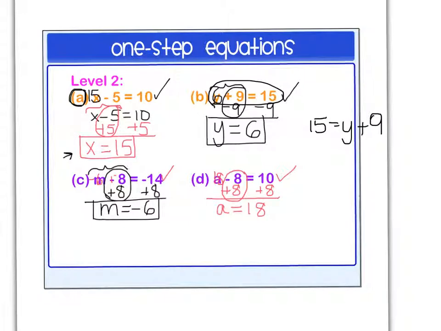Remember, we're always looking to the side that has our variable. So in this case, I'm looking to the side that has my y. In this case, I've got to get rid of the plus 9. And in order to get rid of that, I'm going to subtract 9.